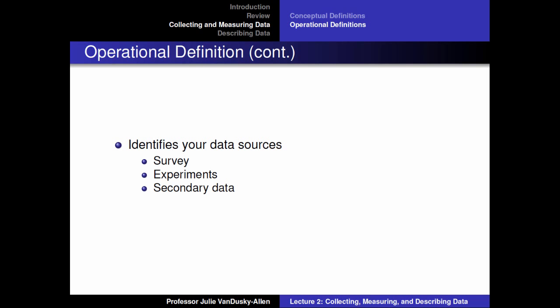In our operational definitions, we also have to identify our data sources. There are many places we can find data. We could conduct a survey or experiment. Alternatively, we could rely on data that other scholars have already collected, known as secondary data.